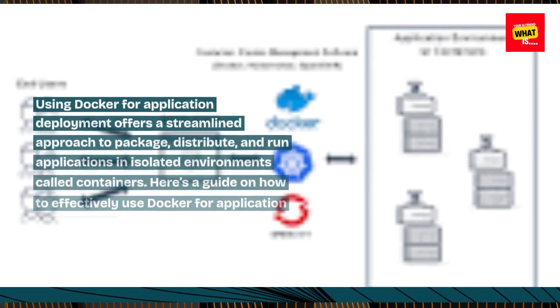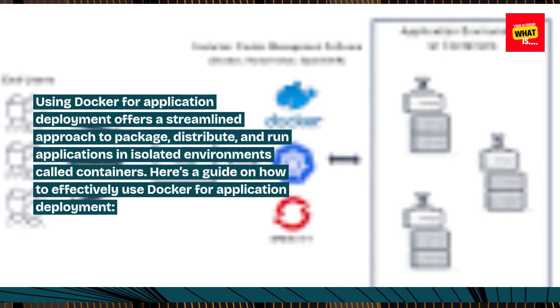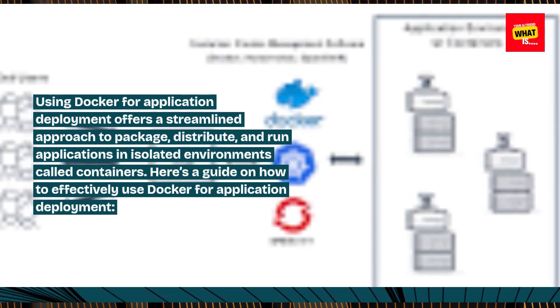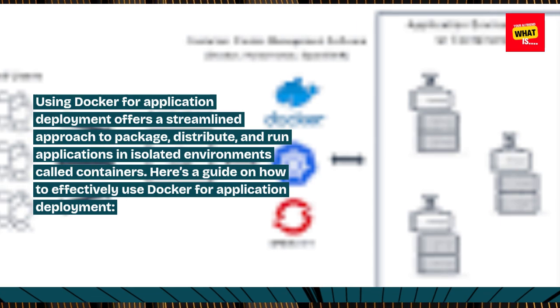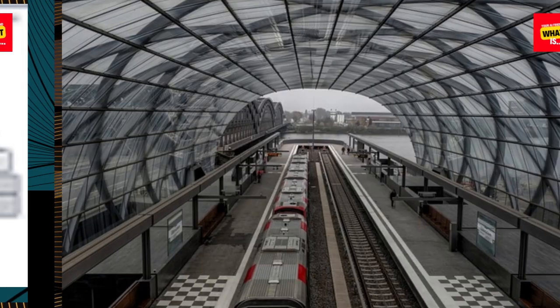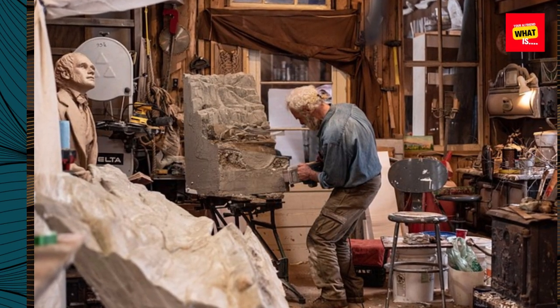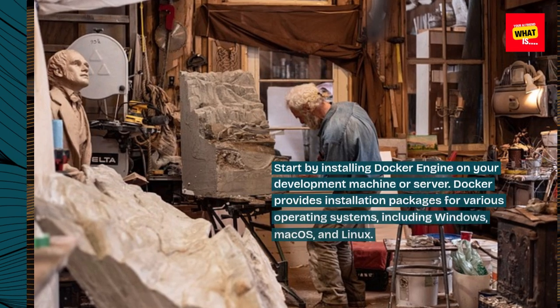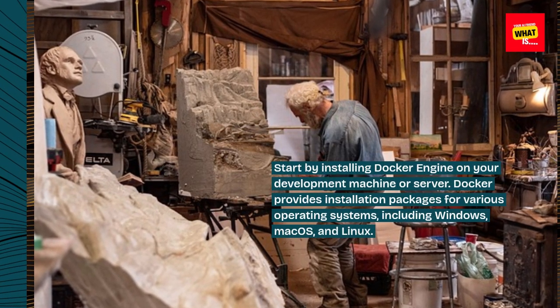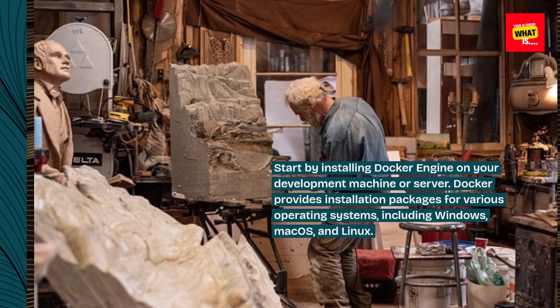Using Docker for application deployment offers a streamlined approach to package, distribute, and run applications in isolated environments called containers. Here's a guide on how to effectively use Docker for application deployment. 1. Installing Docker. Start by installing Docker Engine on your development machine or server. Docker provides installation packages for various operating systems, including Windows, macOS, and Linux.